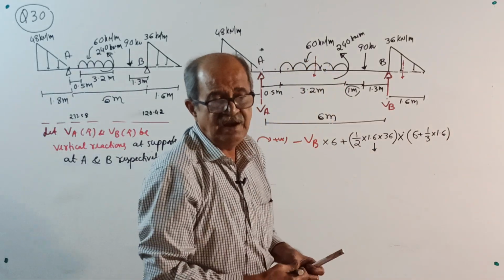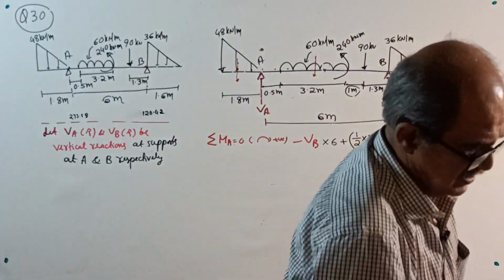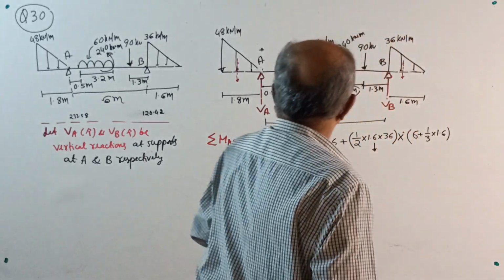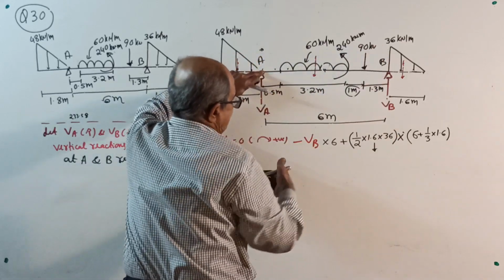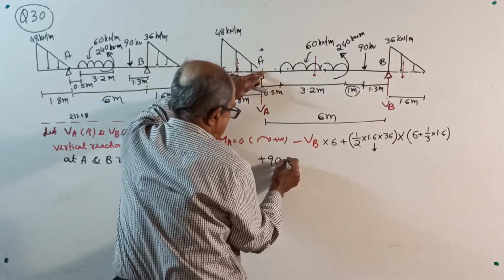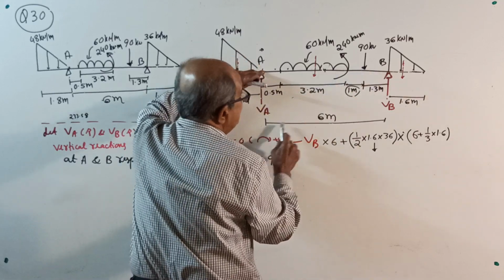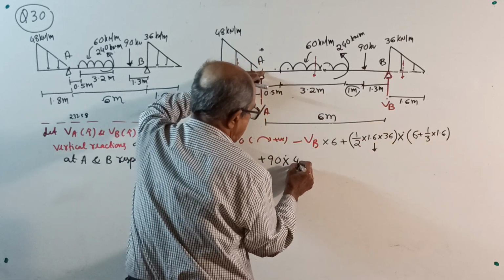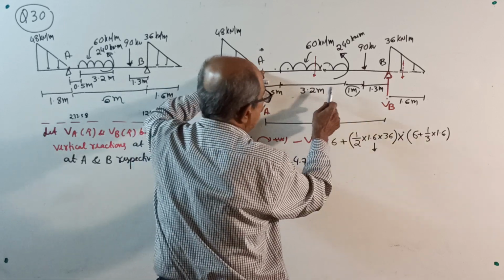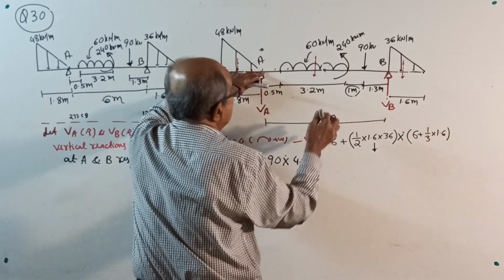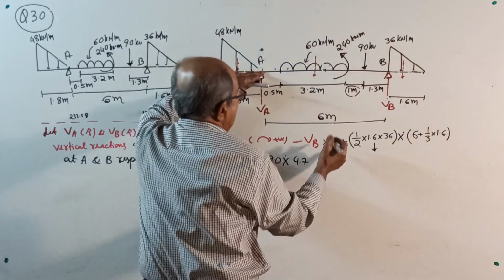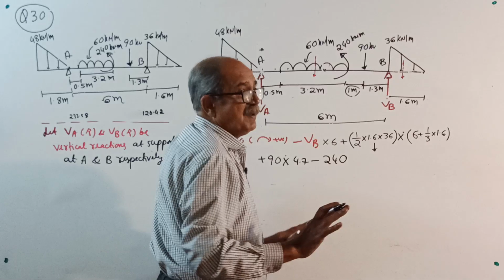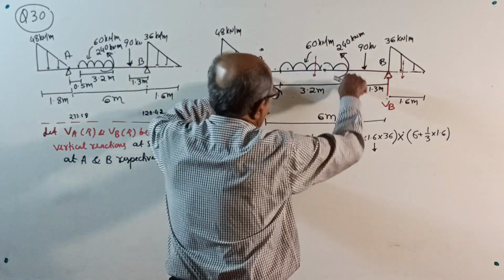Then, plus clockwise. 90 into, this is 6 meter, this is 1.3 meter. This will be 4.7 meter, or 0.5 plus 3.2 plus 1. Okay, this also. Then, an anti-clockwise couple is there. Anti-clockwise, so minus 240. That's all. No multiplying, it's a couple. If they give clockwise, put plus 240.